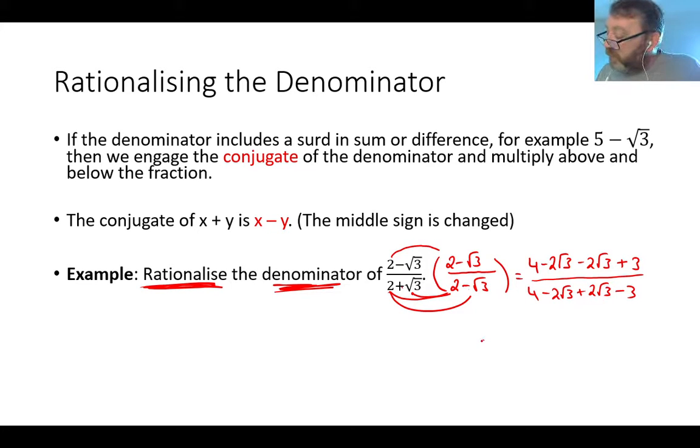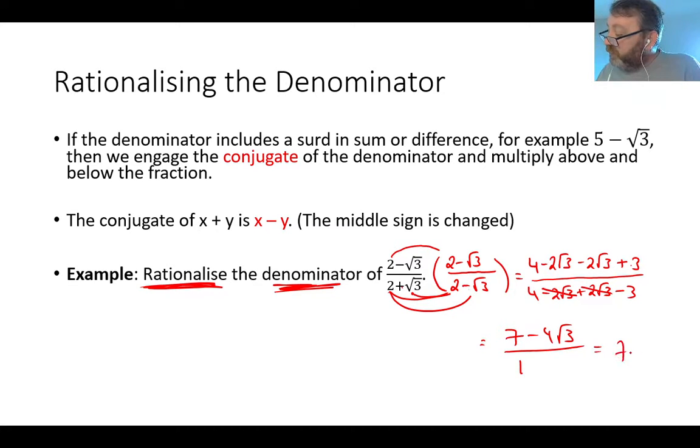Now tidy up the top and the bottom. 4 and 3 is 7. Minus 2 root 3 minus another 2 root 3 is minus 4 root 3. Okay, because it's just like algebra. If it was minus 2x, you'd have minus 4x. Just treat the surdal tail as the family of surds it belongs to. Okay, and then underneath that, what do we have? Well, first of all, 4 minus 3 is 1. And then minus 2 root 3 plus 2 root 3 cancels.